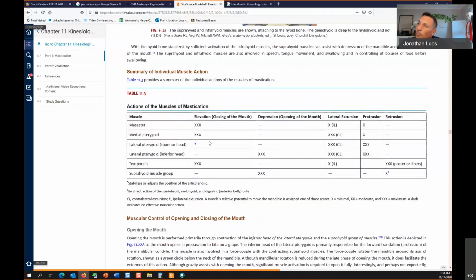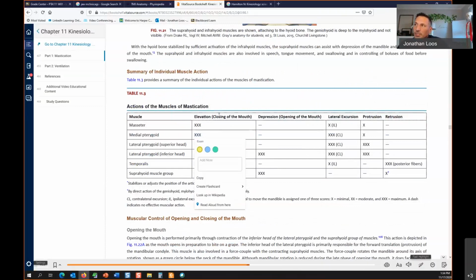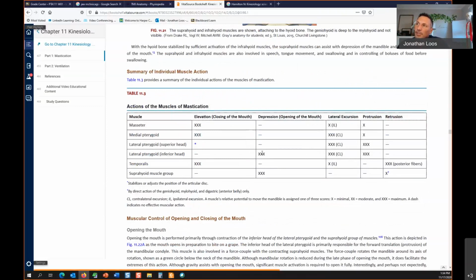Oh, that's what I forgot to point out, is that when you look at the pterygoid muscles, the medial pterygoids are involved in the closing of the mouth, and the lateral pterygoids are involved in opening of the mouth. And most of your muscle mass is in the masseter and the medial pterygoid for closing. And then you do have some muscles for opening, but those are the suprahyoid muscles.